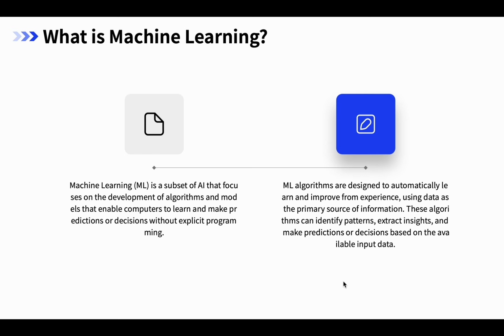Now, what is machine learning? People mostly confuse it to be a separate thing from AI, but machine learning is a subset of AI that focuses mainly on the algorithms and models that enable the machine to have that intelligence to learn and make predictions on its own.